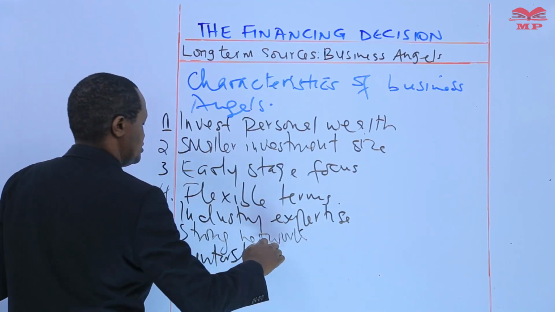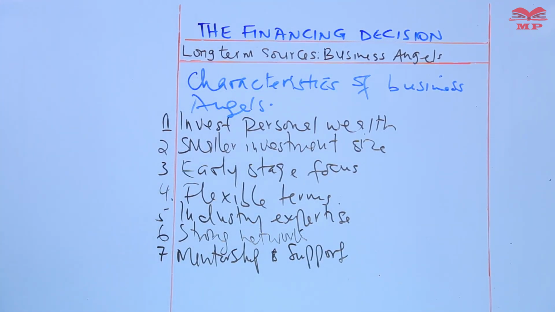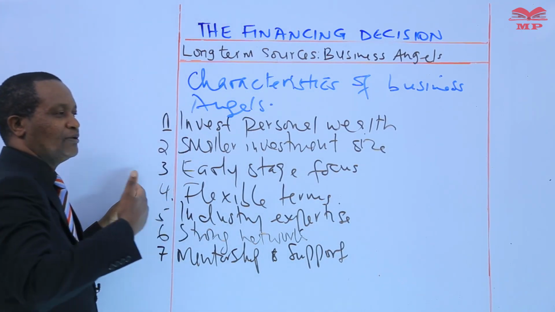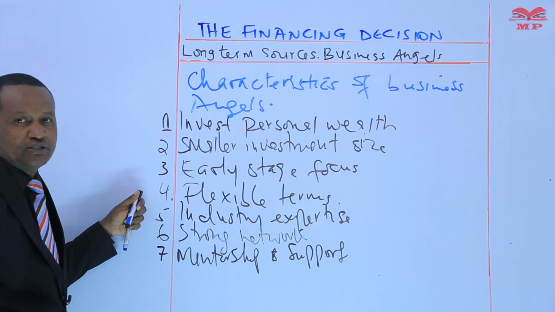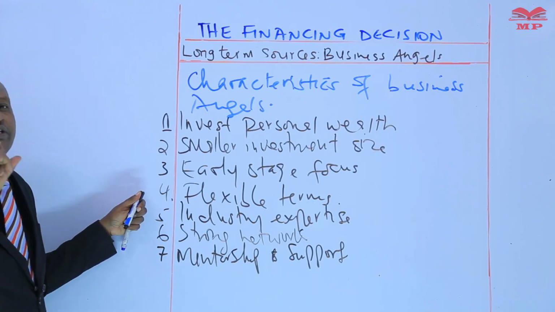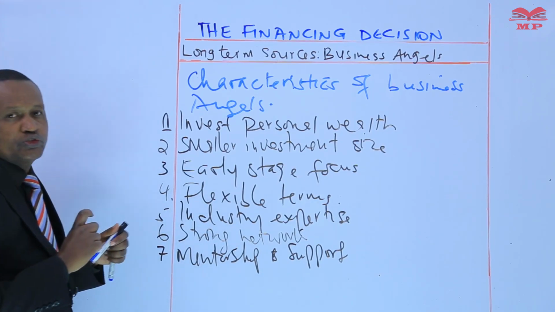Seven, mentorship and support. Angel investors provide personalized guidance. They provide personalized support, addressing specific needs and challenges of the entrepreneurs.